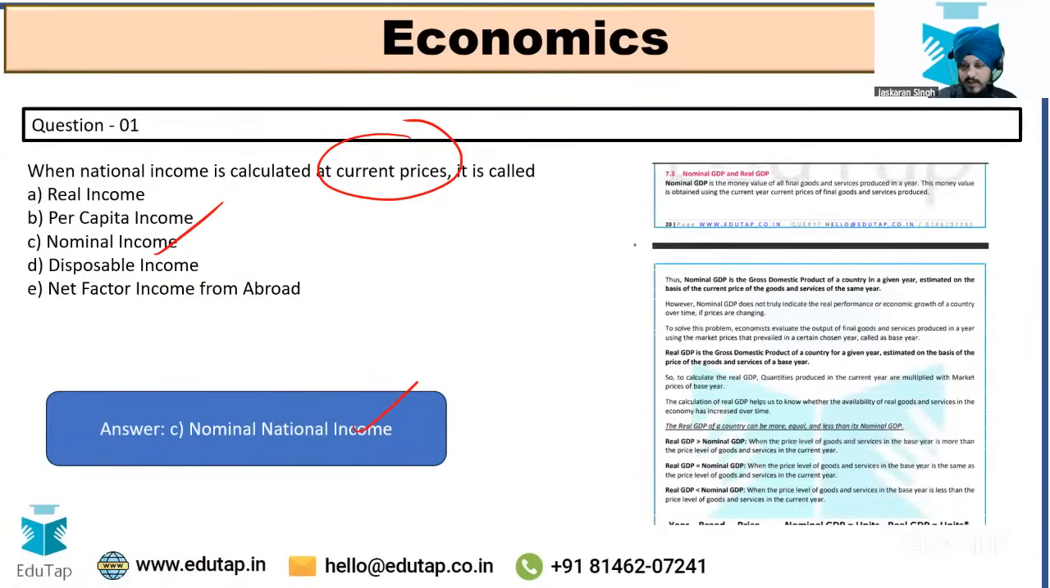You can see that this was also covered as a part of EduTap notes. Many of you would be confused between nominal income and real income. Real income is based on constant prices and nominal income is based on current prices.